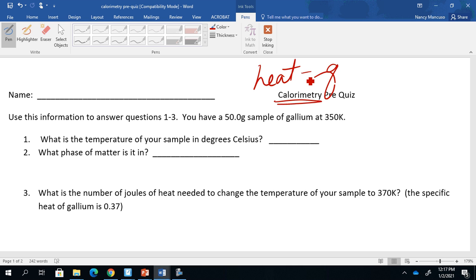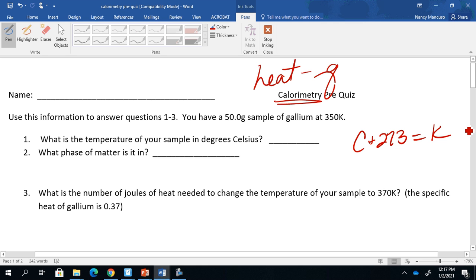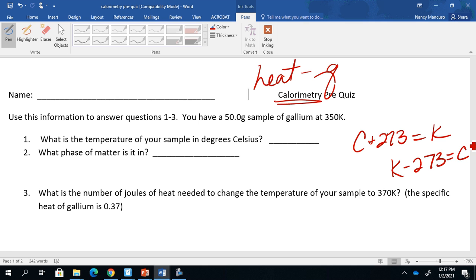All right, use the information to answer questions 1 through 3. You have a 50-gram sample of gallium at 350 K. What is the temperature of your sample in degrees Celsius? Well, I know that Celsius plus 273 is going to give me K. So if I already have K, I'm going to have to do K minus 273 to give me C. So I go 350, punching it in the calculator, minus 273 gives me 77 degrees Celsius.